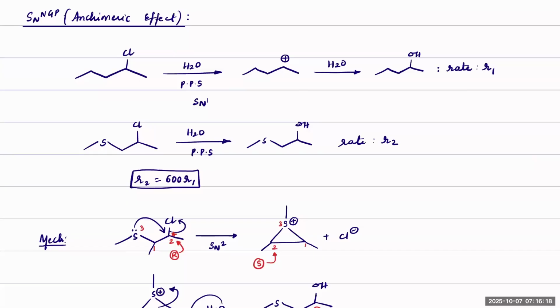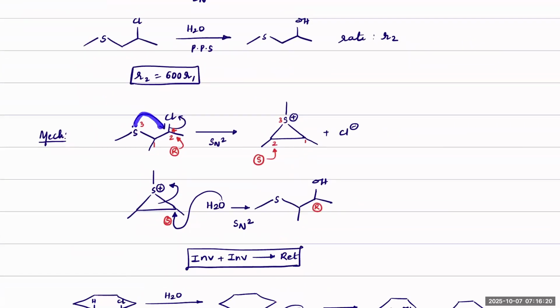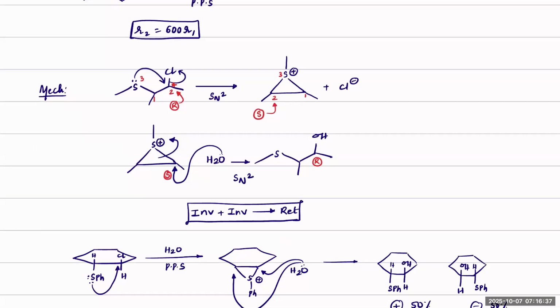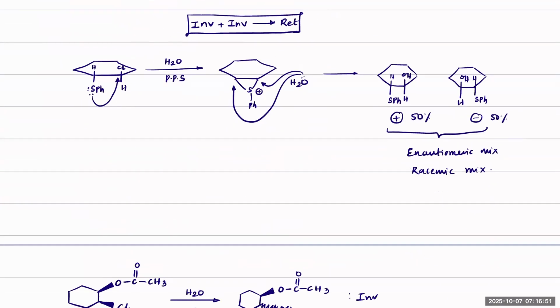What happened here is the lone pair on sulfur has actually helped internally to remove this chlorine. So on removing, we will get a positive charge on the sulfur here now. And then water will attack on this position. Bond will break here. So this is how you will get it. So you will see inversion plus inversion will give you a retention form here. That's how it will undergo a retention form. Clear?